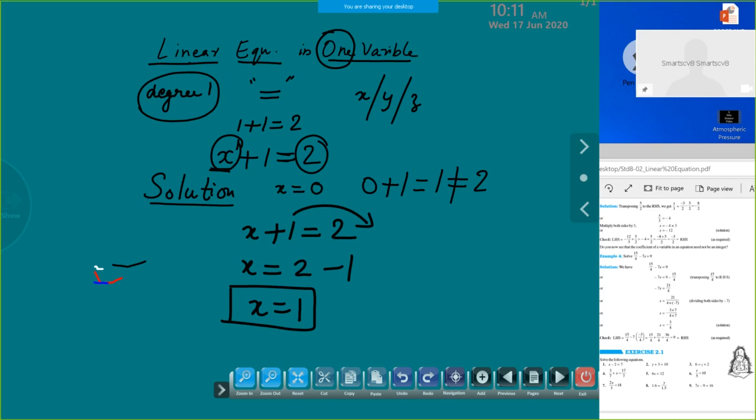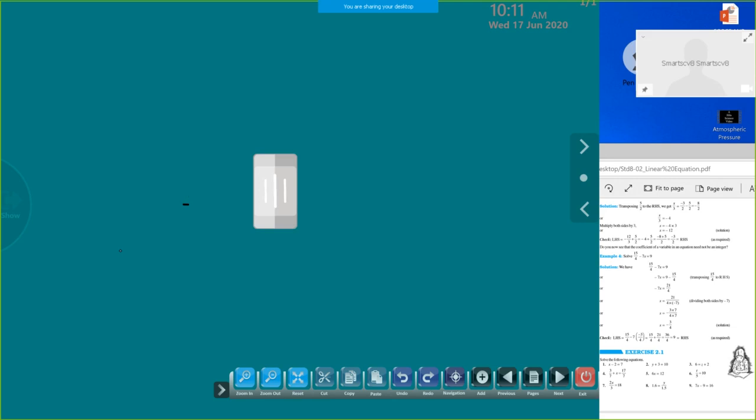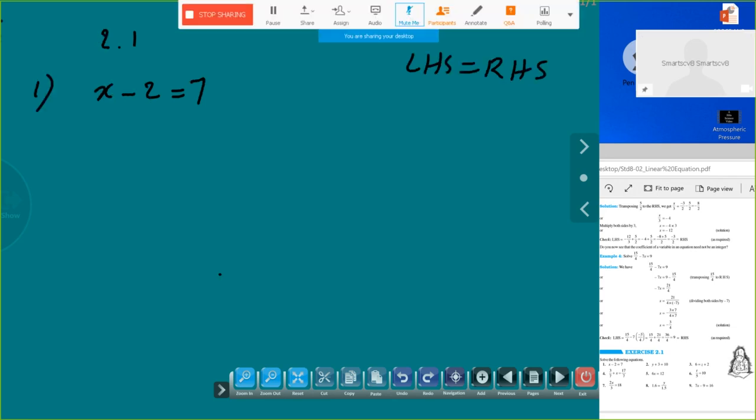Now we will start with our exercise in the second chapter, exercise 2.1. The first question is, solve the following equations. First one is x minus 2 is equal to 7. Before I go to the solution, let me explain one more thing. An equation means LHS and RHS. As I explained, an equation has two sides, LHS and RHS.